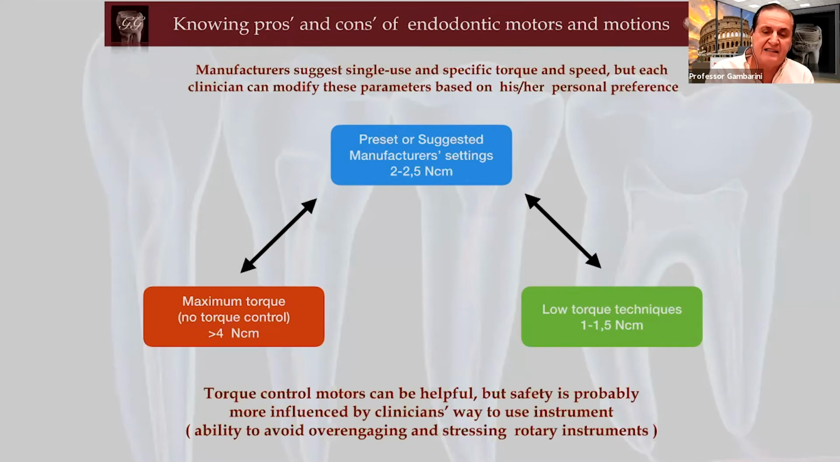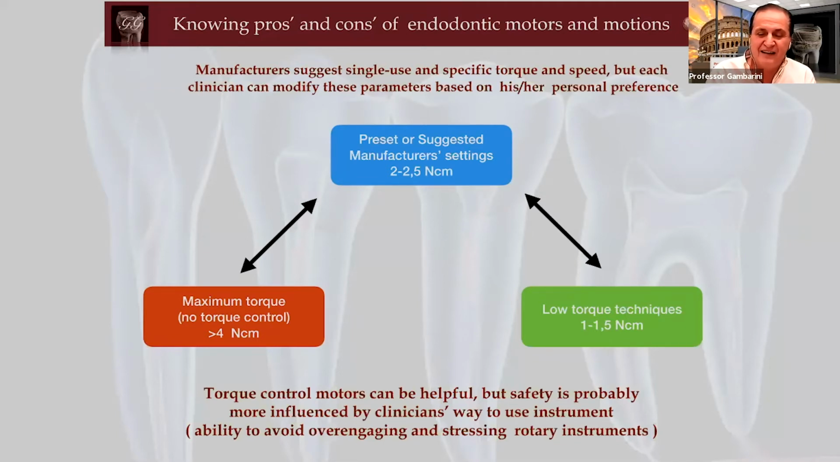Usually the manufacturer will give you the preset or suggested setting for torque and speed. Mainly this kind of setting is around 2 newtons per centimeter. But then the dentist may play a little bit and decide to use a low torque technique, reducing the torque, or some people prefer to use maximum torque with no control, higher than 4 newtons. Well, the good news is that this also depends on your touch, on your approach to the canal. So actually the X7 will work nicely with any of these changes, because increasing the torque will make them a little bit more efficient, and they already are efficient.